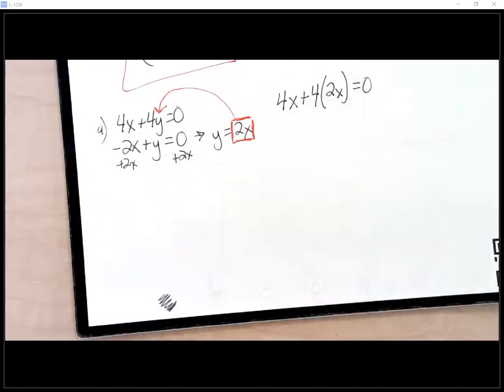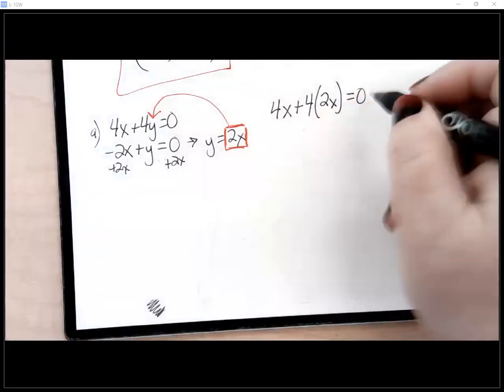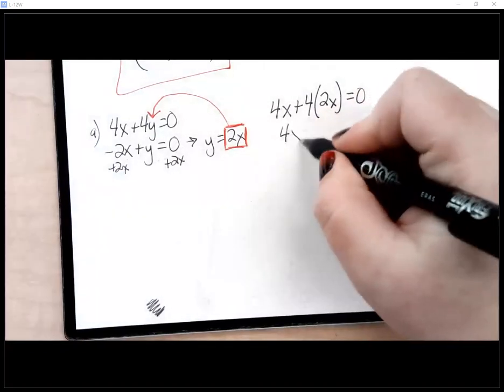Once you have done that step, you should only have one variable left. If you still have two variables, something's wrong. Stop now. Do not go and get $200 yet. We got to fix it first, and then you can go get your $200. All right, now I only have one variable left, so I can solve for that remaining variable.